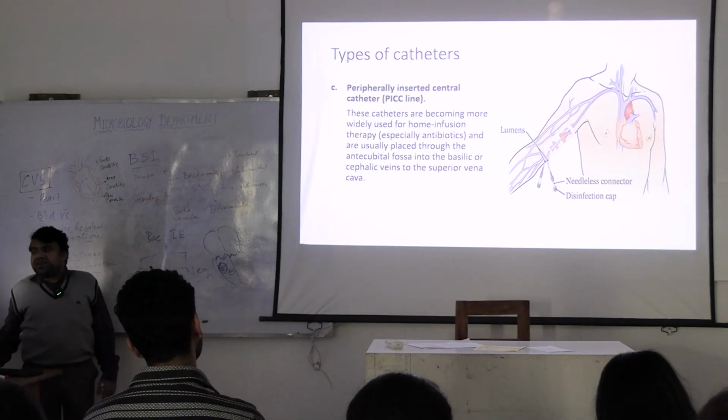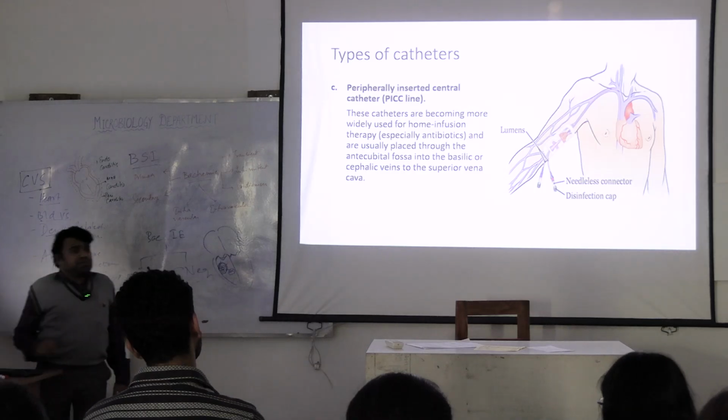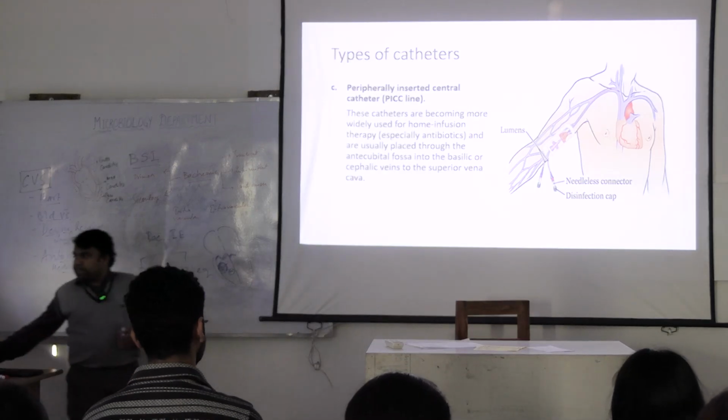One is called a peripherally inserted central venous catheter. That means, where is it? Look.